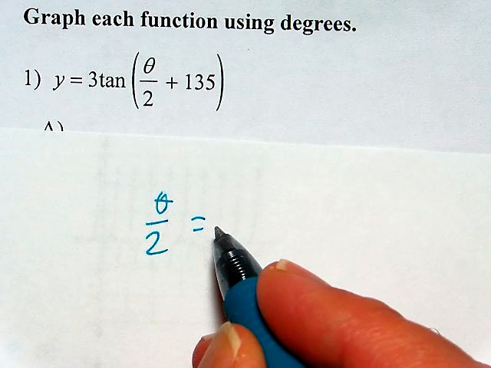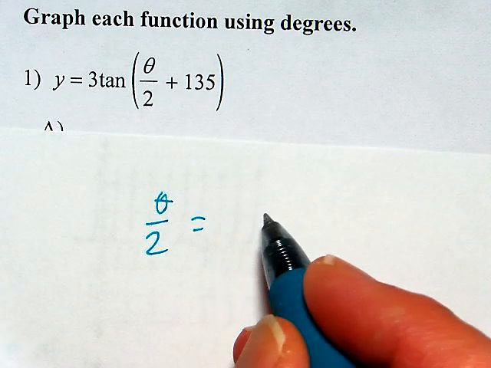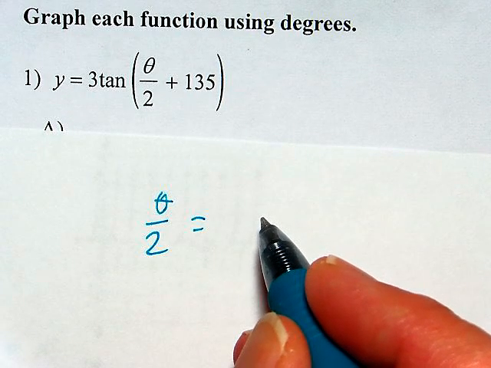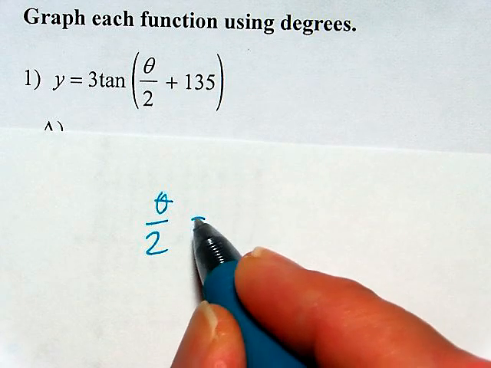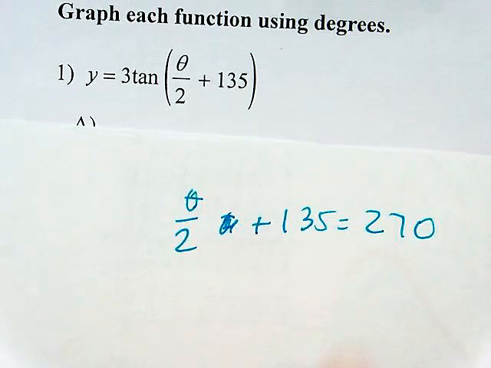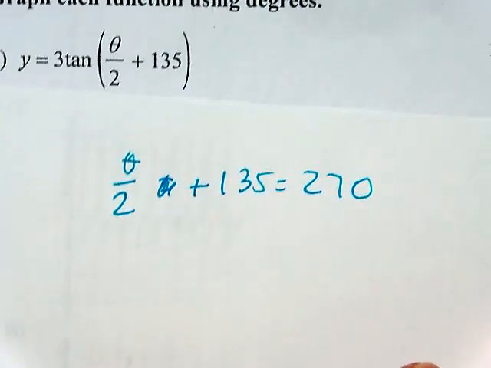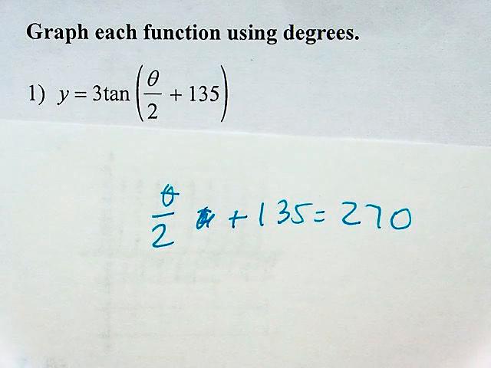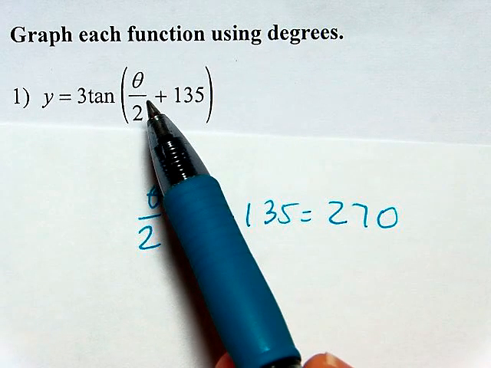So let's go ahead and set pi over 2 equal to, which asymptote should we choose here? Let's see, kind of looks like 3 pi over 2, or that would be 270 degrees. Looks like something worth trying. Okay, so 270 degrees would be our asymptote. So we're going to set what's inside the parentheses equal to 270, and that should give us the theta that occurs at an asymptote.